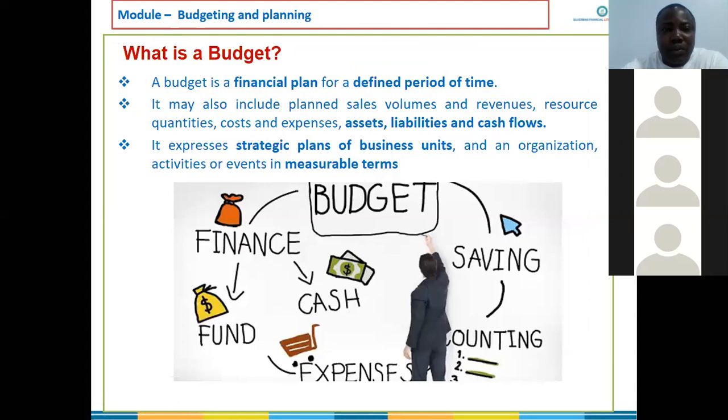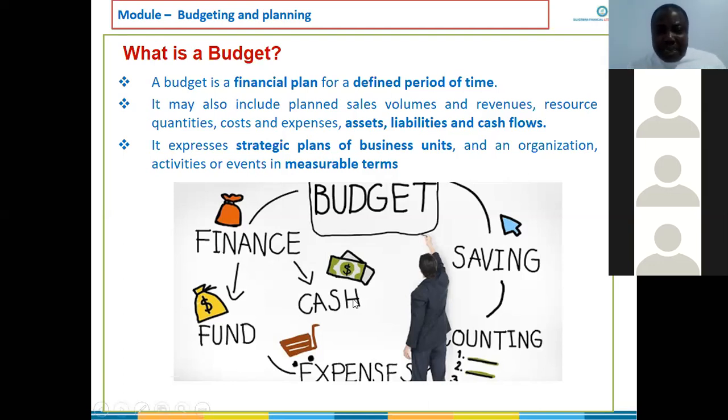And so we are now coming to the budgeting and planning stage. What is a budget? Okay, so a budget is a financial plan for a defined period of time. So it may also include planned sales volumes and revenues, resource quantities, costs and expenses, assets, liabilities, and cash flows. It expresses strategic plans of business units and an organization, activities, and events in measurable terms.